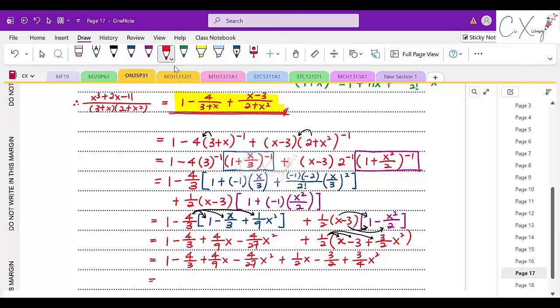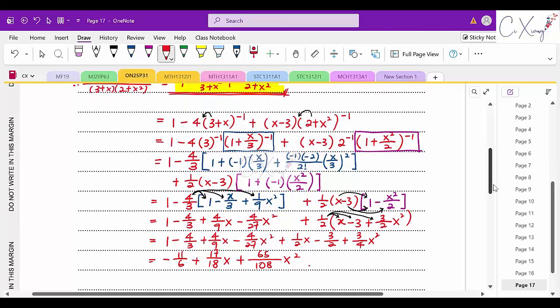Please group all the pure numbers together, 1 minus 4 over 3 minus 3 over 2. So if you simplify all this without any careless mistake, by right, you should be getting negative 11 over 6. Then try to group all the terms with x power 1 together. So there are two terms here. By right, you should be having 17 over 18x. Then lastly, group all the x squared terms together. Then from that, what you get here is 65 over 108 with x squared.